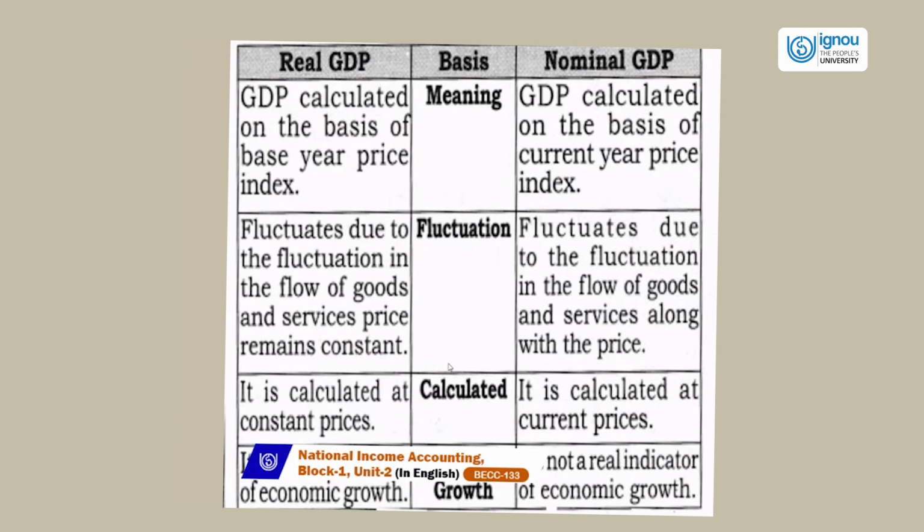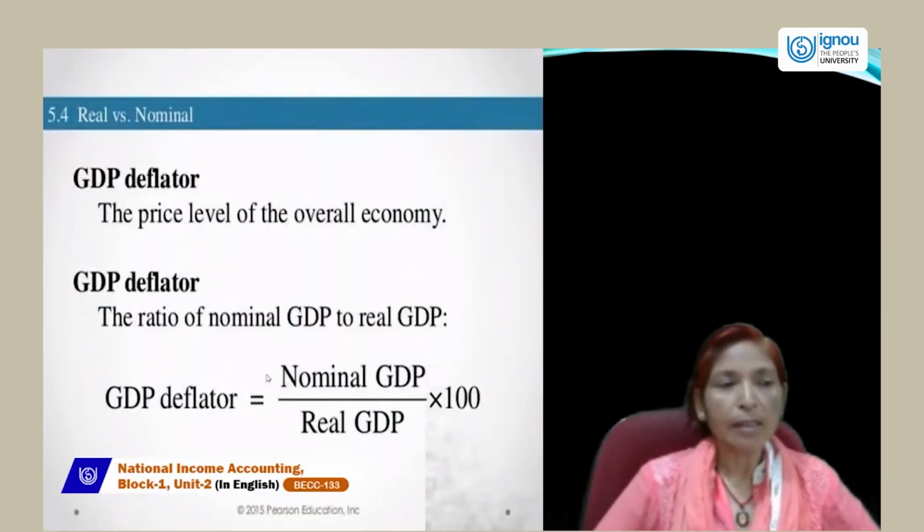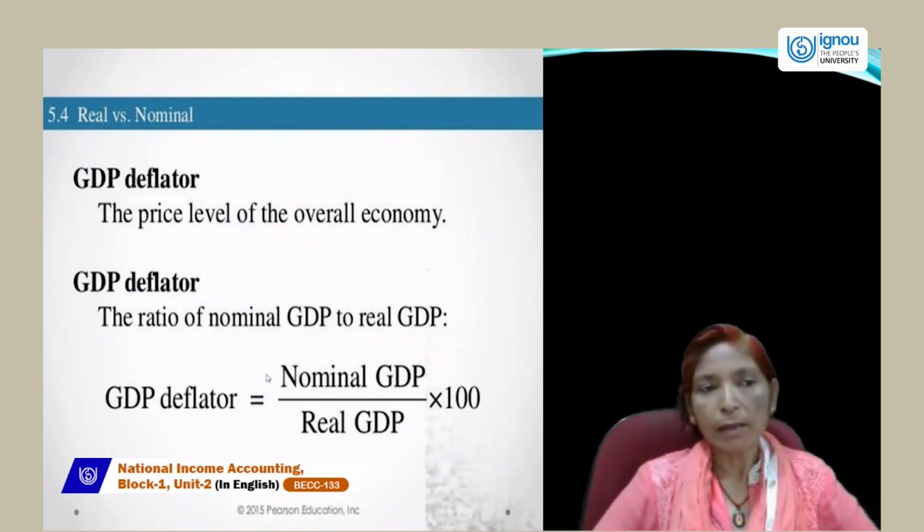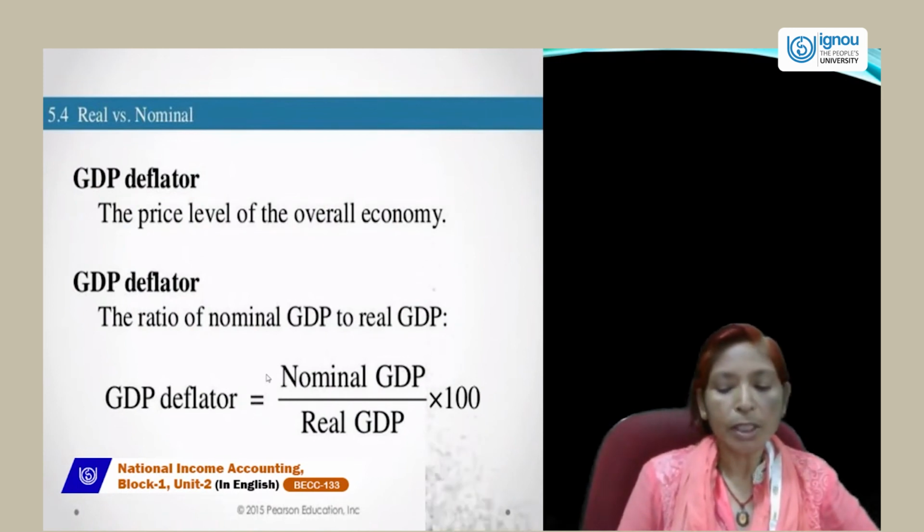Next is real GDP and nominal GDP. If GDP is estimated on the basis of constant year price, that is real GDP. If GDP is estimated on the basis of current year price, that is nominal GDP. Nominal GDP is not the true indicator of economic growth and welfare, but real GDP is the true indicator of economic growth. Next is GDP deflator. If we take the ratio of nominal GDP to real GDP multiplied by 100, then we get the estimated GDP deflator.